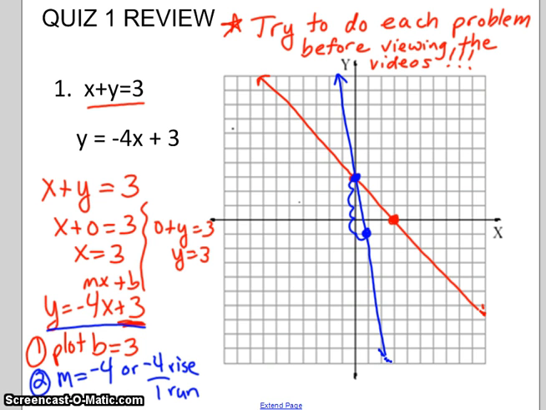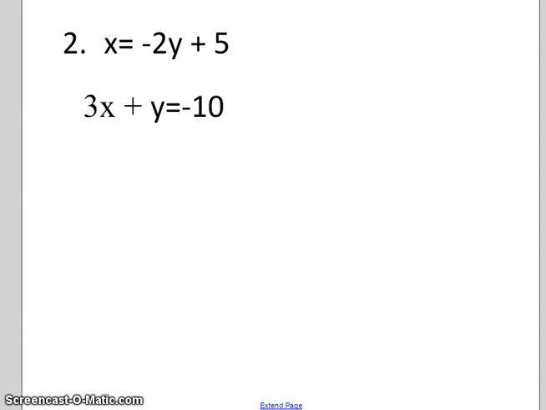We could draw a line through our 2 points. And what we're trying to find is where these 2 lines intersect. Okay, where they intersect is right here. So our answer is at 0, comma 3. X is 0. We don't go anywhere on the x-axis. And then we go up 3 on the y-axis where our 2 lines intersect. Okay, that's our first one.